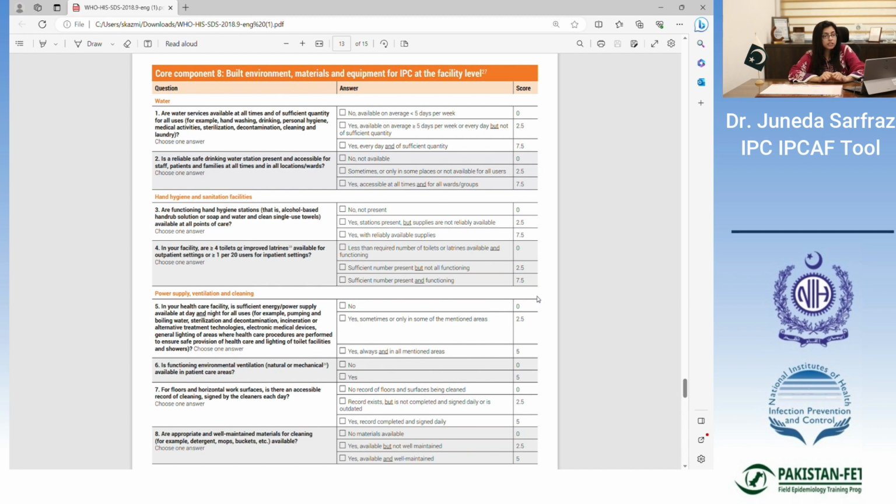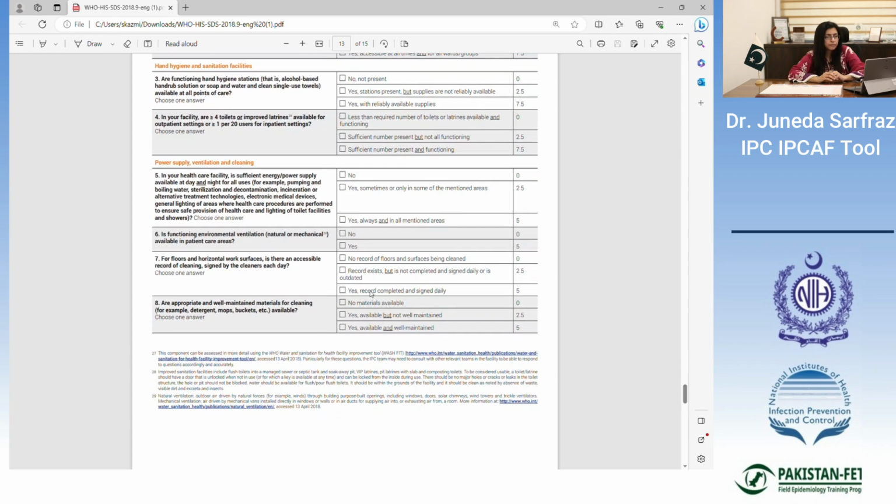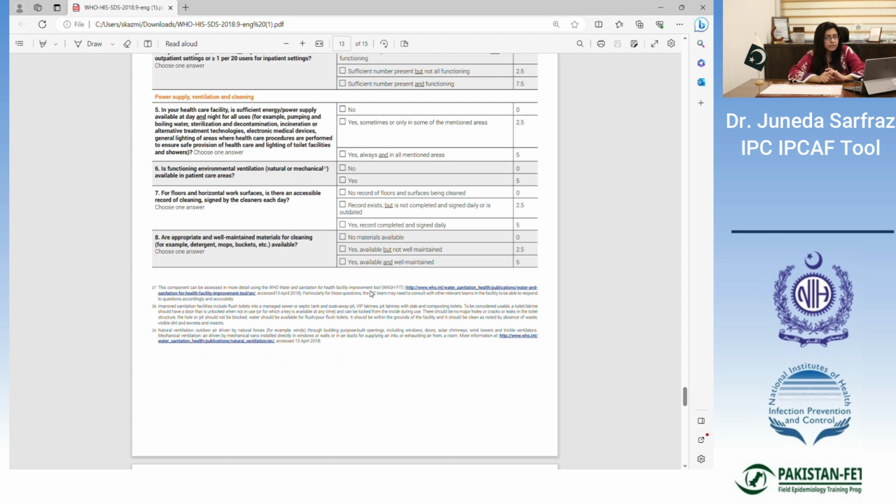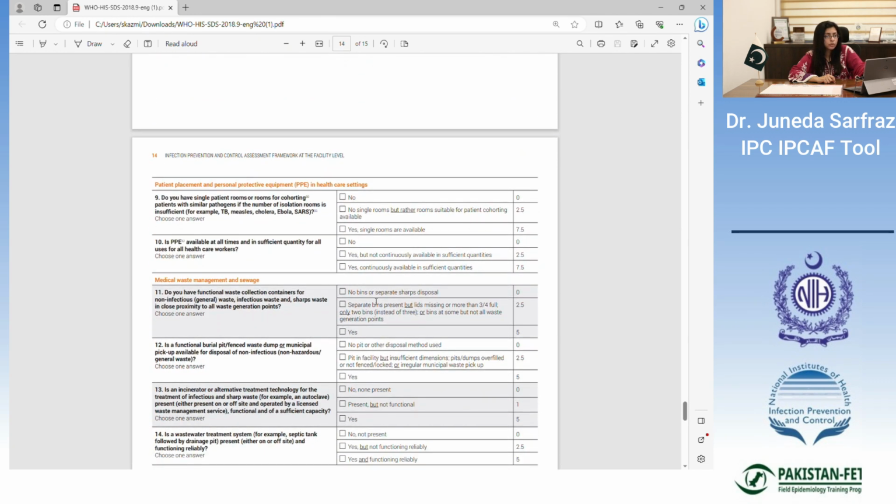The next is hand hygiene and sanitation facilities, and whether they are functioning. That is, is alcohol-based hand rub solution or soap and water and clean used towels available at all points of care, and the use of sanitation facilities as well. Power supply, ventilation and cleaning are also very much part of it. Without that, you cannot expect the IPC things to happen.